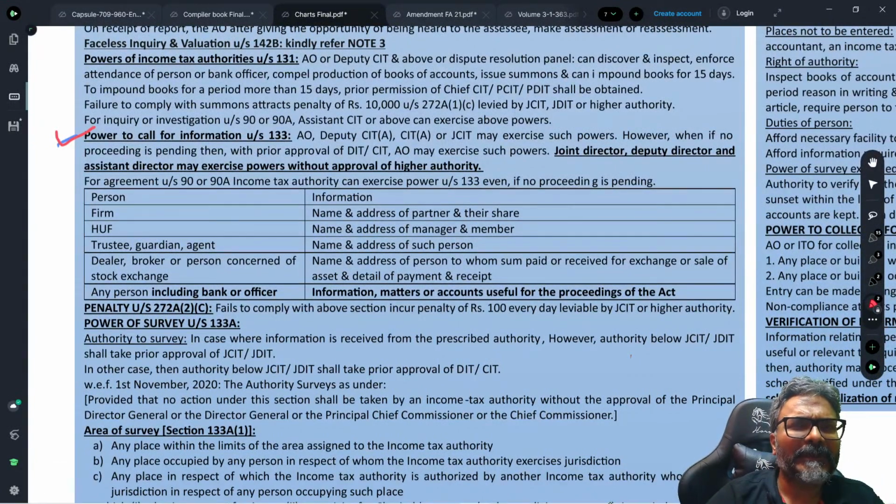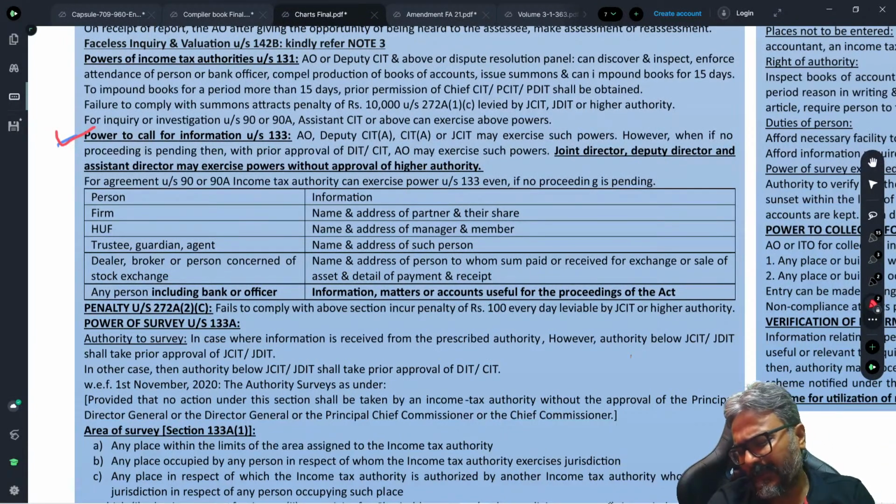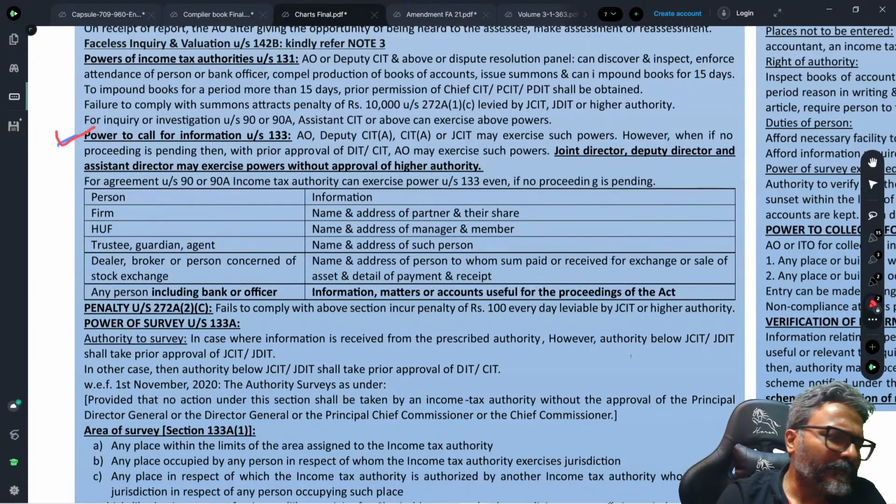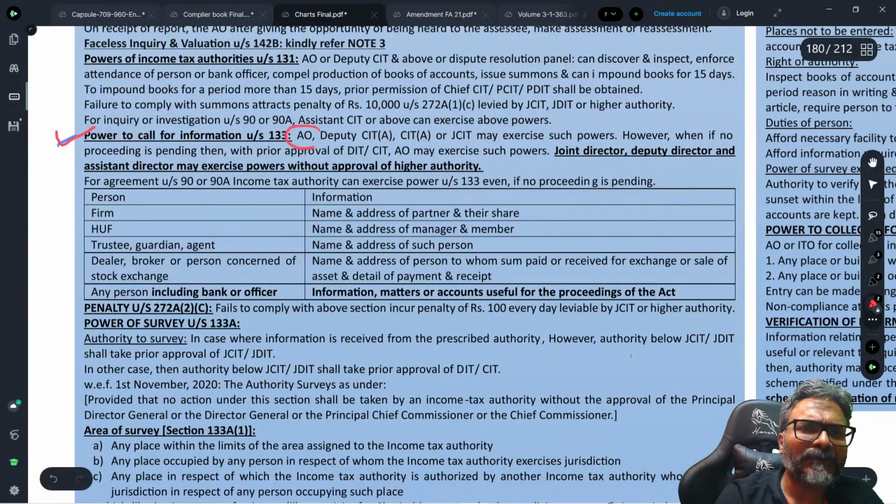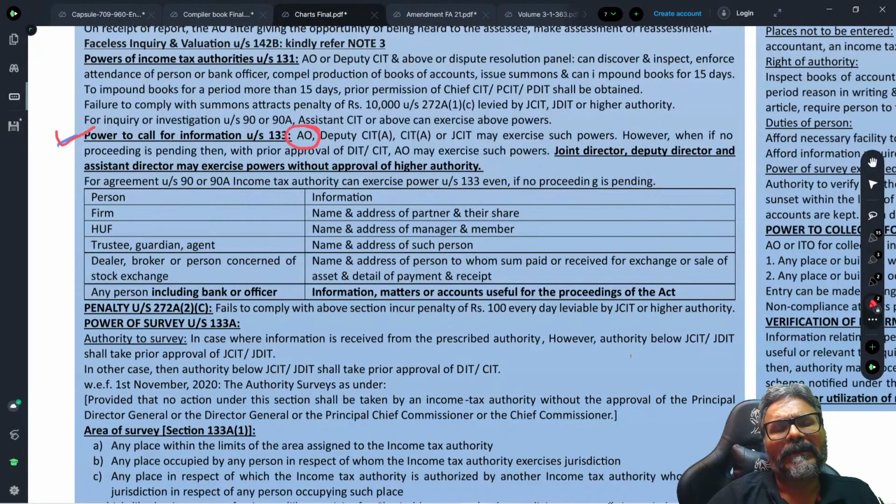Now, here, students, many students struggle to really remember these various officers. Who are the officers? Just focus, students. Take it in a very simple way. You are right now doing the assessment, and in the assessment, the person who is active is the AO. So we have to see whether the AO has the power to exercise this particular power. You need to focus only on the AO for the time being. And the AO name is mentioned.